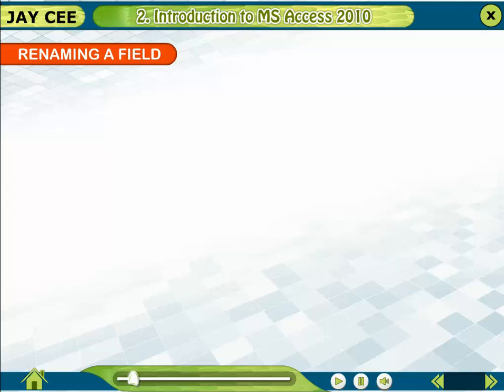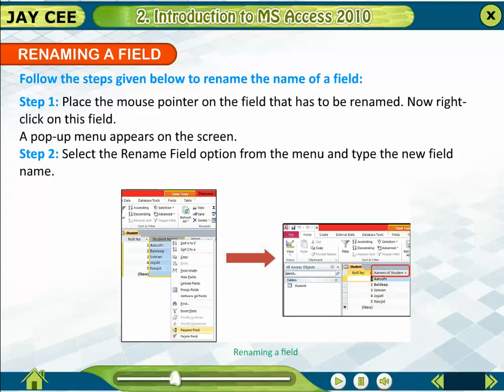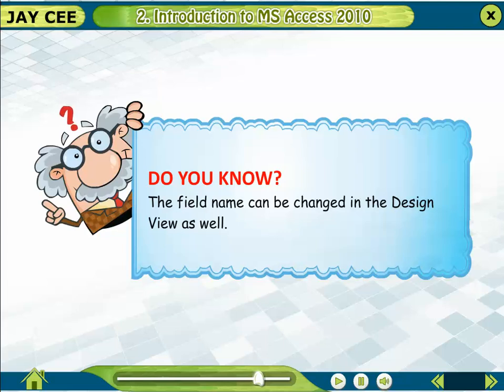Renaming a field. Follow the steps given below to rename the name of a field. Place the mouse pointer on the field that has to be renamed. Now right-click on this field. A pop-up menu appears on the screen. Select the Rename field option from the menu and type the new field name. Do you know the field name can be changed in the design view as well?